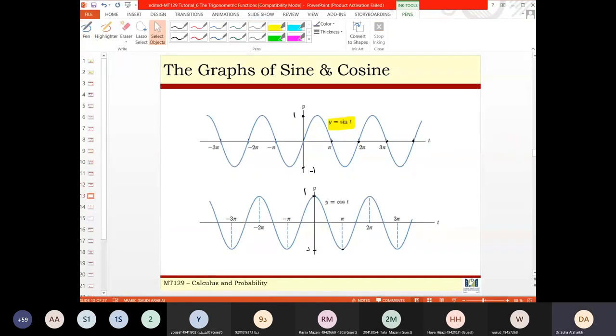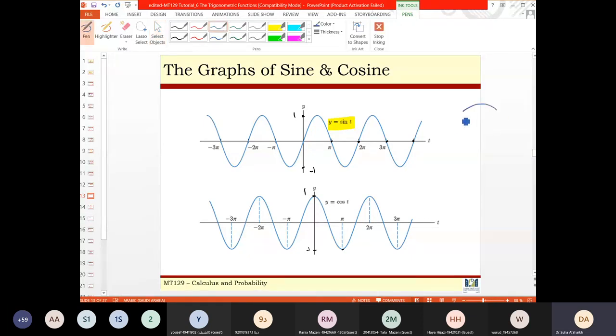And this is the graph of the sine and the cosine function. As I told you, it's periodic. It keeps on going up and down. Maximum value is 1 and the minimum value is minus 1. The highest value it reaches is 1, the lowest value it reaches is minus 1.